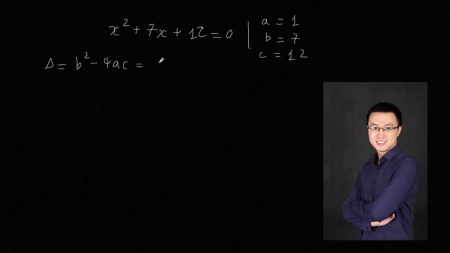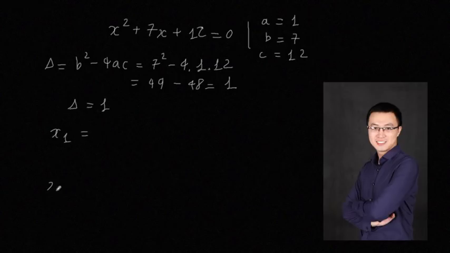B squared is 7 squared, minus 4 times a times c, which is 12, so 49 minus 48 equals 1. So delta is 1 here, and you apply the formula for x1 and x2. x1 is negative b plus square root of delta, divided by 2a, and the second one is negative b minus square root of delta, divided by 2a.